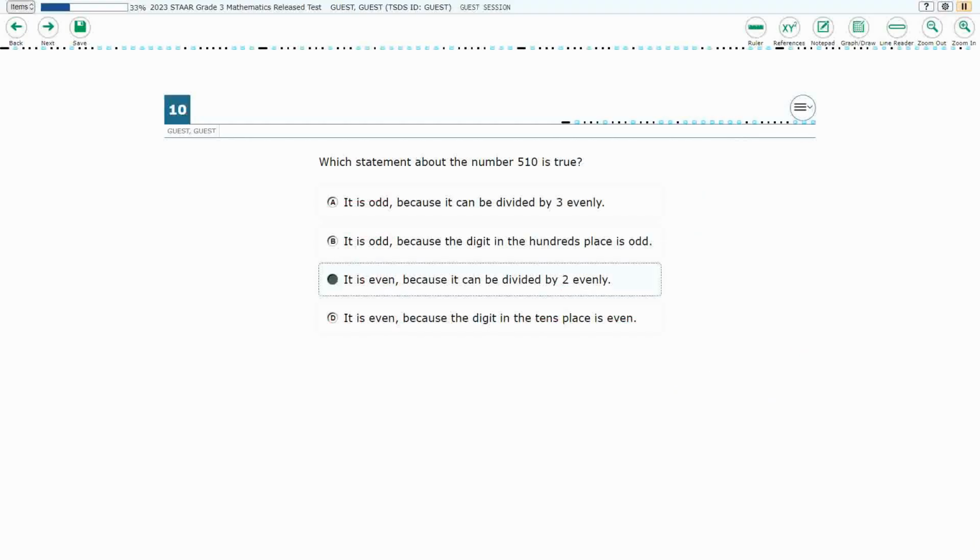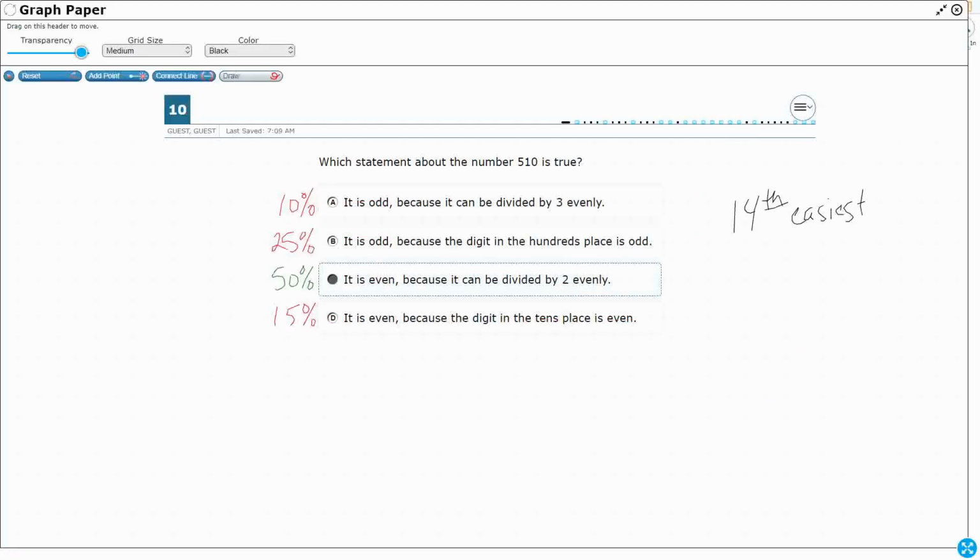So our answer here is C. Let's see how we did across the state of Texas. So this was the 14th easiest, kind of right in the middle of the pack of a 30-question test. You see, we just had half of our students get it correct. But you notice not many students chose this because they knew the tens place was not even. Okay, so we knew that was wrong.